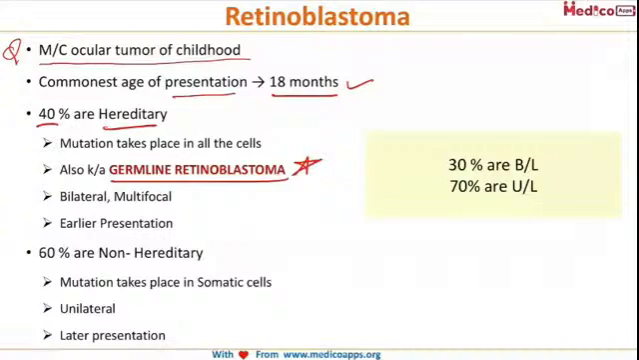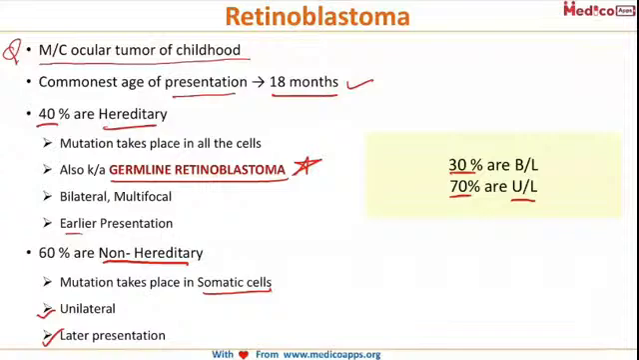Whenever it is bilateral and multifocal, there is an earlier presentation. When we come to laterality, only 30% of retinoblastoma cases are bilateral and 70% are unilateral. So, whenever there is bilaterality, we can understand that the presentation is earlier. We have seen that 60% are non-hereditary and they occur when the mutation takes place in the somatic cells. These non-hereditary types of retinoblastoma are usually unilateral and have a much later presentation compared to our hereditary type.